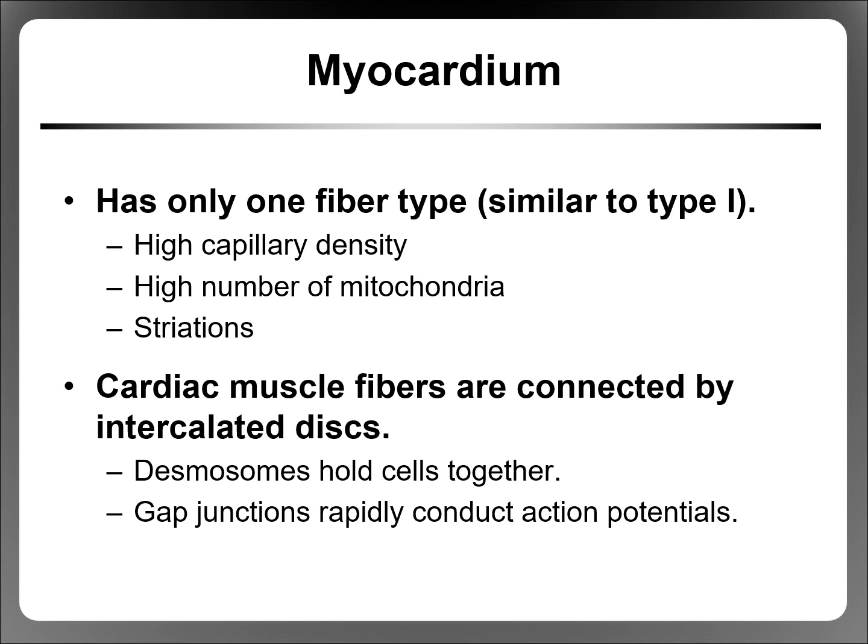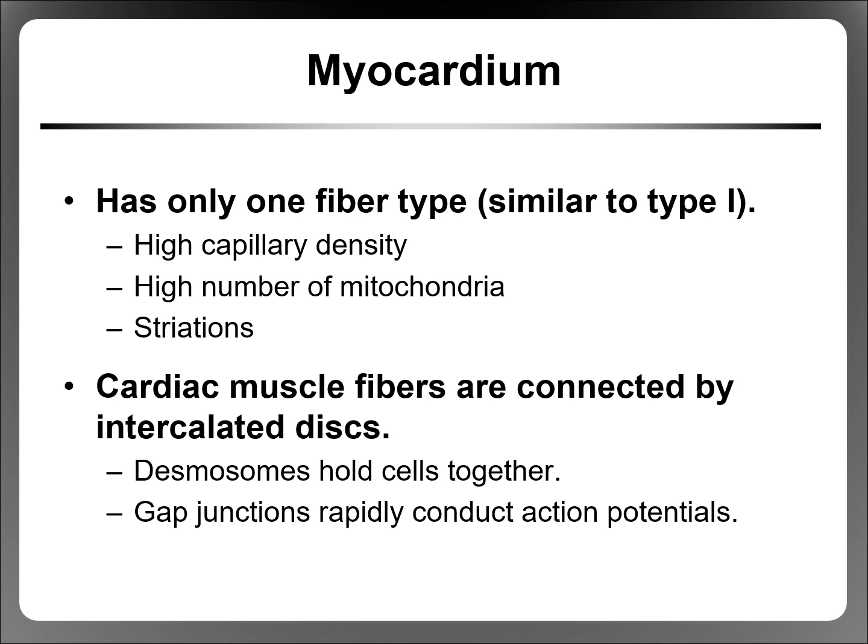Looking at the myocardium, it's only going to consist of one fiber type, and this fiber type is very similar to the type 1 muscle fiber types that we see in skeletal tissue. It will have a very high capillary density and a high number of mitochondria, as well as striations to allow smooth fluid and strong contraction. This makes sense because we don't want the muscle tissue of the heart to ever tire out, and we want it to be properly fueled.